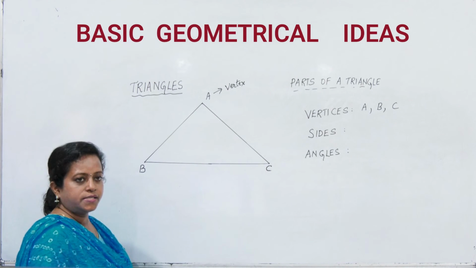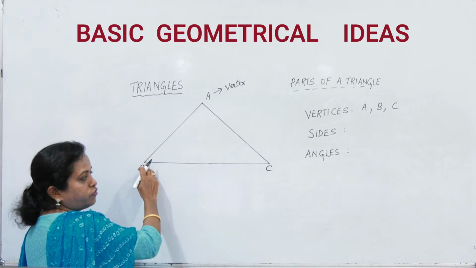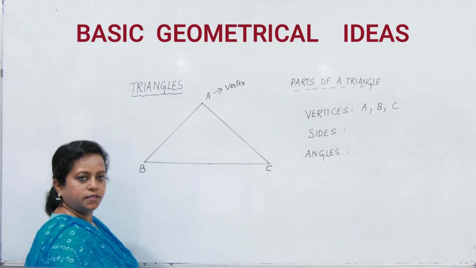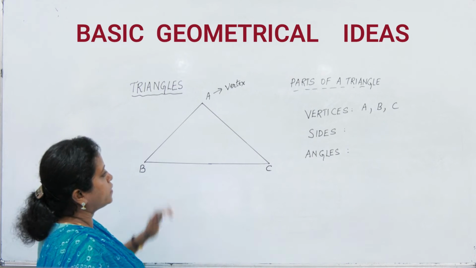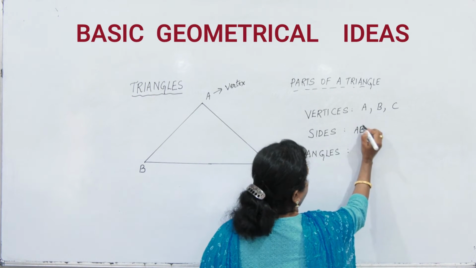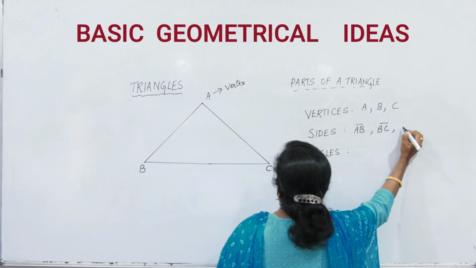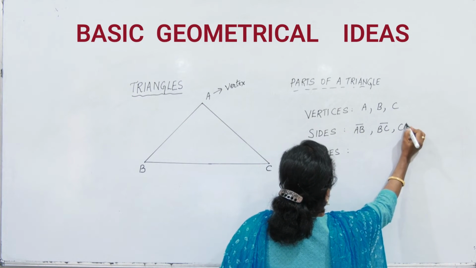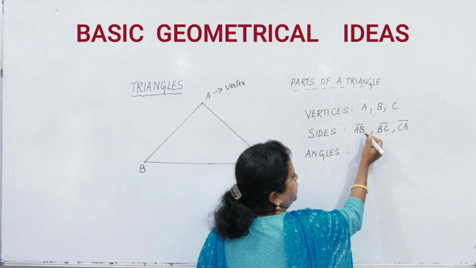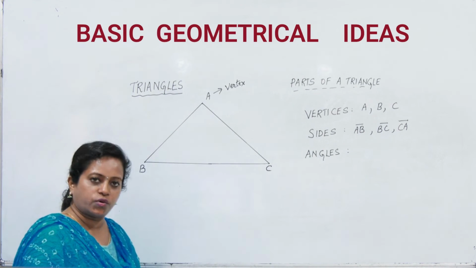Next is sides. Here you can clearly see the line segment AB as one side, BC as another side and AC as the third side. So what are the sides in this triangle? They are the line segments which form the triangle: AB, BC and CA, or you can even say AC, CB or BA. They are the same. So how many sides? There are 3 sides.